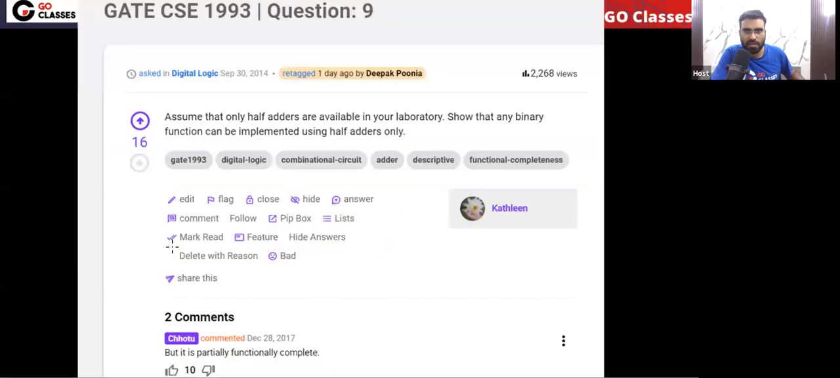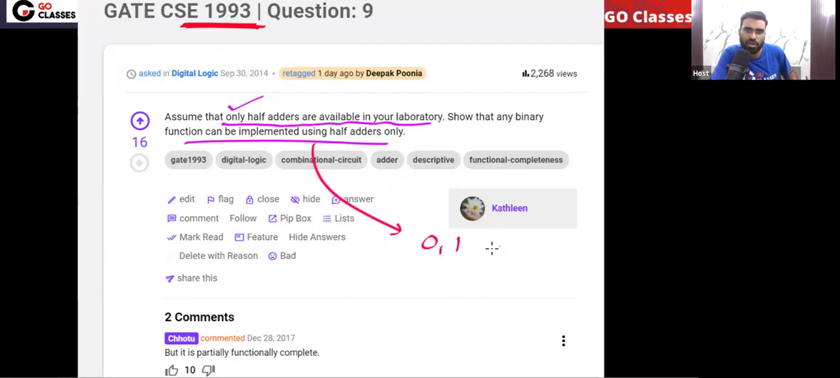Is this clear? For example, this is another GATE exam question, GATE 1993. The question is asking: only half adders are available. Show that they are functionally complete. Here also 0 comma 1 you can use. Yes or no? Okay, it can be used.